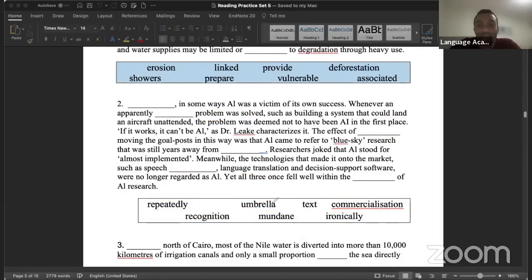Okay. Someone was asking about the answers. The first one was ironically. The second one was apparently. Mundane problem was solved, since he's talking about a dull problem, which will be an adjective over here. The effect of dash moving the goalpost repeatedly: the third one will be repeatedly. The fourth one, away from dash, away from commercialization, and then speech recognition. And the last one will be under the umbrella or within the umbrella.